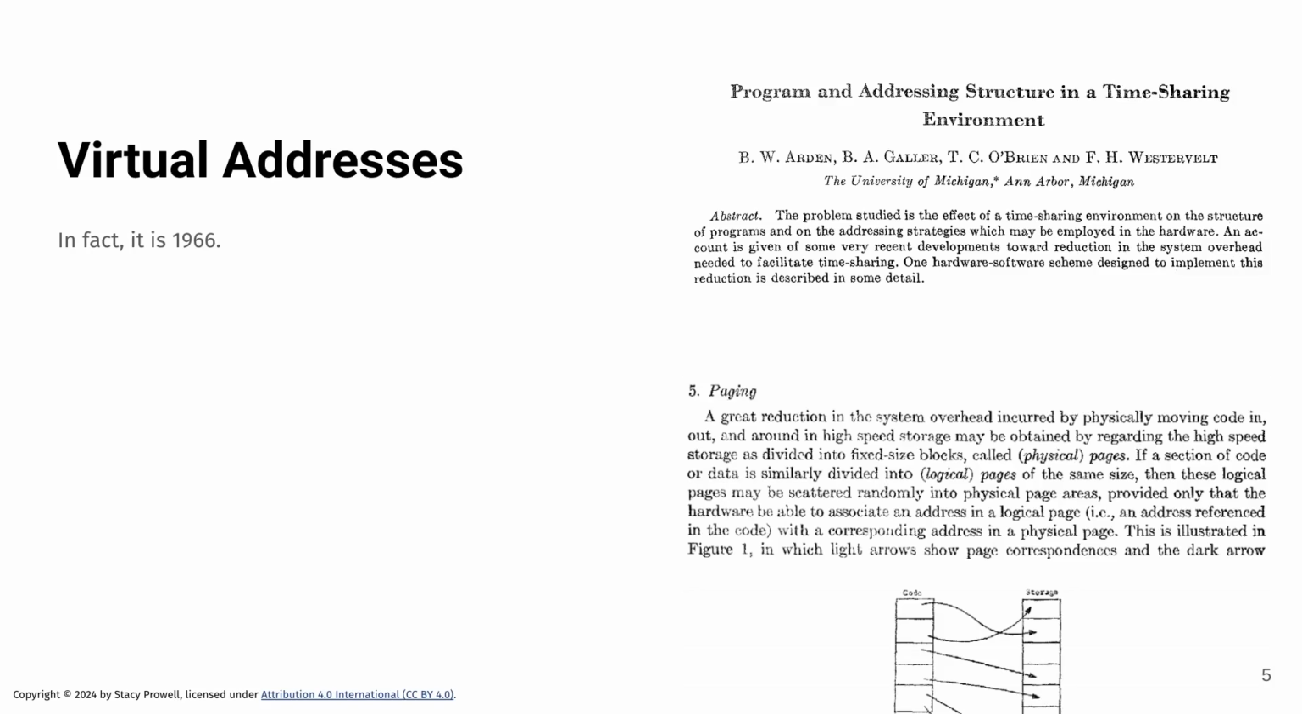In 66, this paper, Program and Addressing Structure in Time-Sharing Environments, came out, and it basically describes the way modern computers work. It talks about paging, physical pages, logical or virtual pages, page tables, all the things that we see today in 1966.